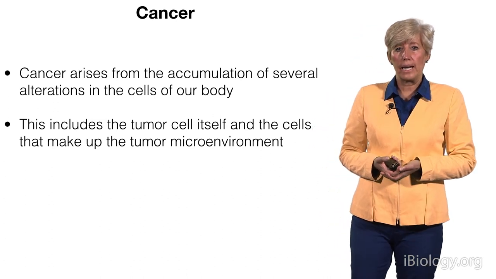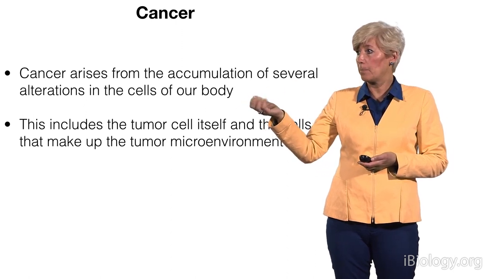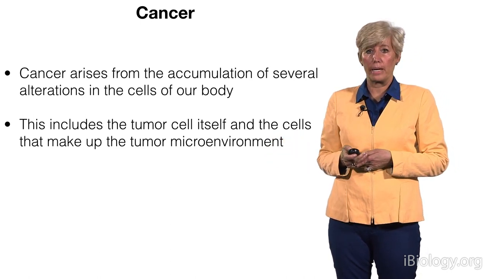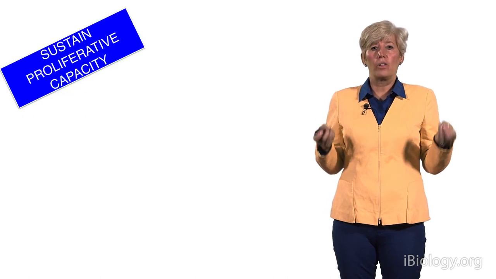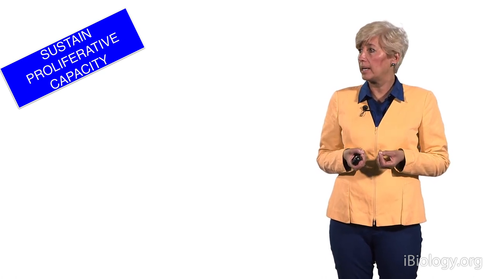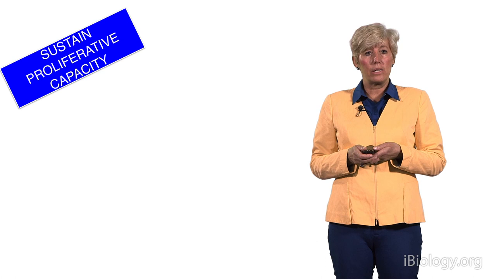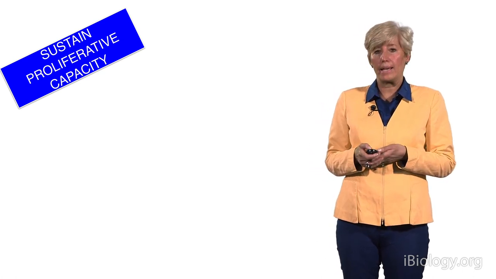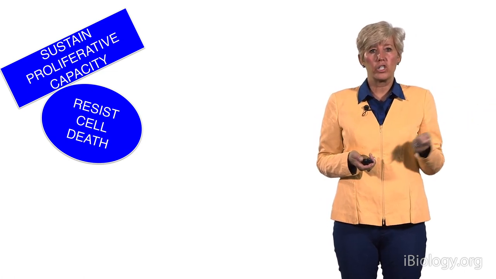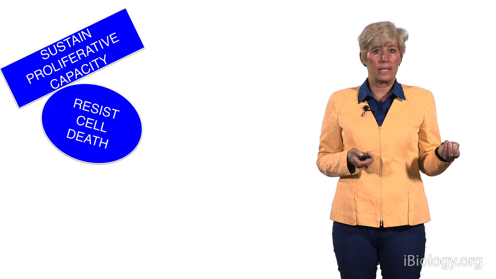So when we think about cancer, cancer arises from the accumulation of several alterations in the cells of our body. And this includes alterations in the tumor cell itself, as well as the cells that make up the tumor microenvironment. And so what do all these mutations do? What these mutations do is change critical cellular pathways in our body, because a cancer cell wants to continue to proliferate. And so it is going to mutate genes that will sustain its proliferative capacity. In addition, a cancer cell wants to get rid of all those pathways that are going to shunt it towards cell death. And so you'll find mutations in any type of gene that will commit a cell to cell death.